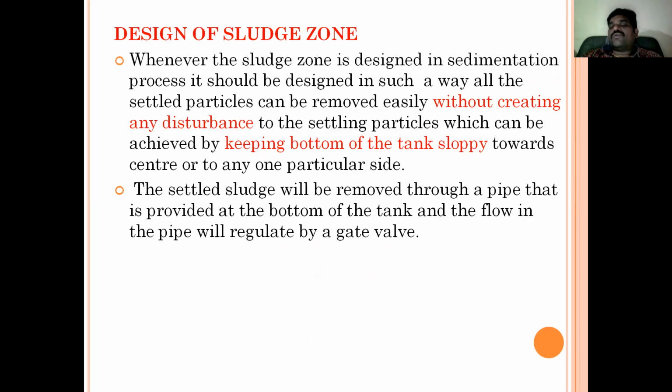Next one is the sludge zone. The sludge zone must have a sloping bottom towards the center or towards one side. All the settled particles are named as sludge, and the sludge will be taken off without creating disturbance to the settling particles. Through the pipe, which has an outlet to the outside, the sludge will be taken off.